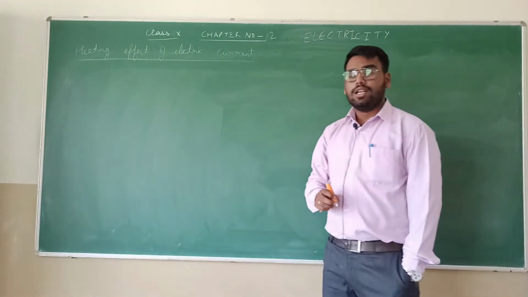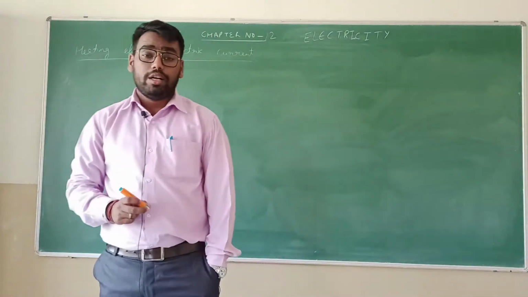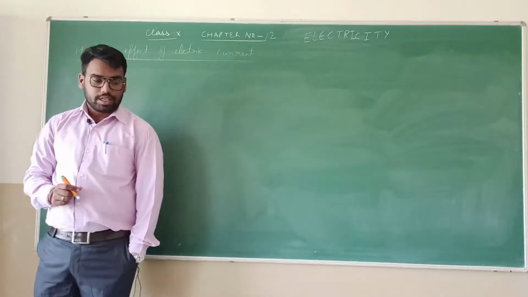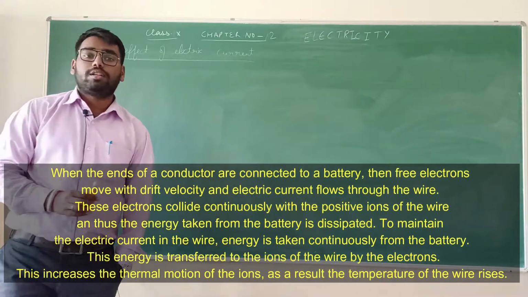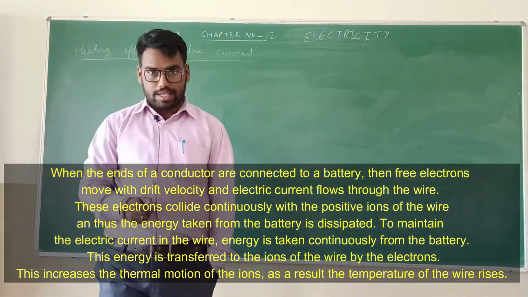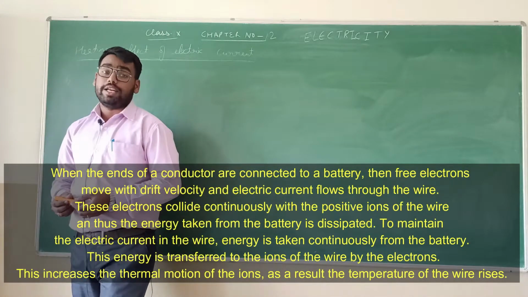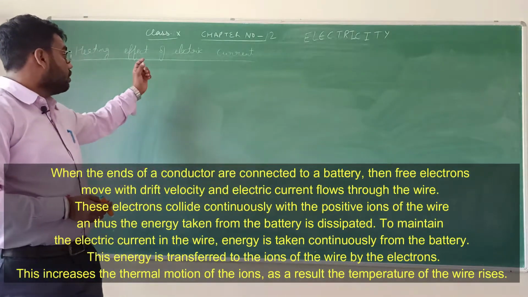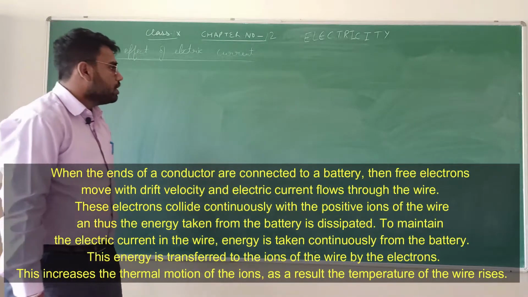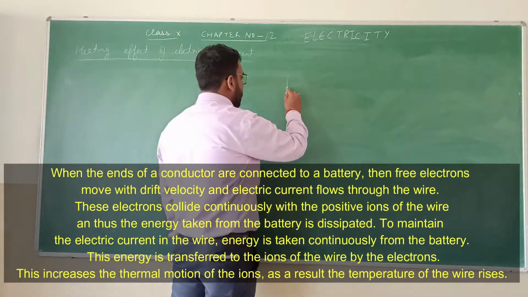It is that when there is a current flow through any circuit, through any wire, the temperature of that wire rises. Okay, some heat is generated in that conductor, and we call it the heating effect of current. So let us discuss how this happens.